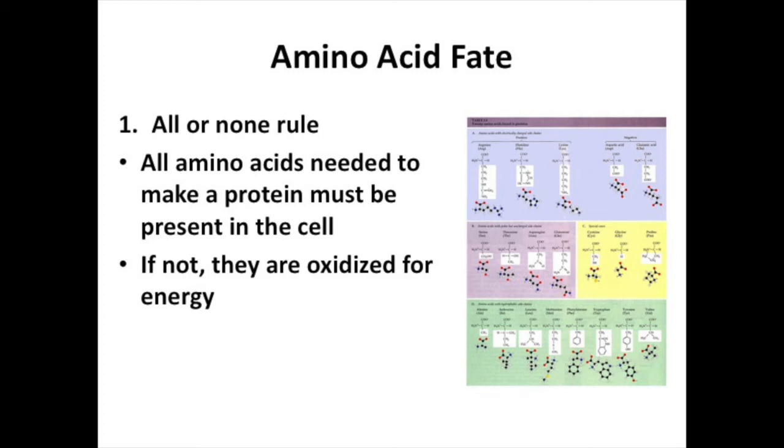we know that a protein structure, how it folds up, is completely dependent on having the right sequence of amino acids. So your body is not going to build a wrong protein on purpose. It does it occasionally by accident, but on purpose, your body's not going to do that. So if you don't have all 100 amino acids, those 99 that you do have are going to get burned up or oxidized for energy.